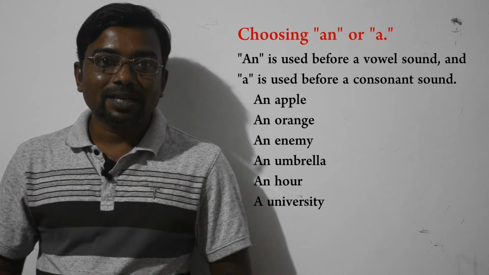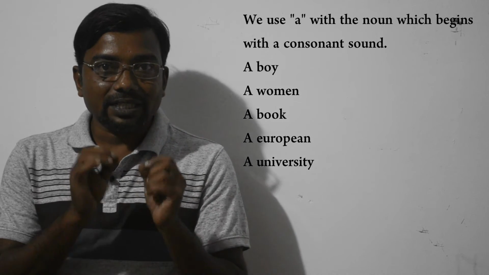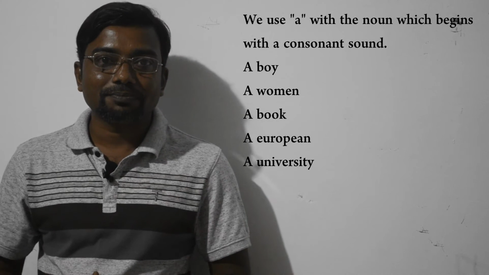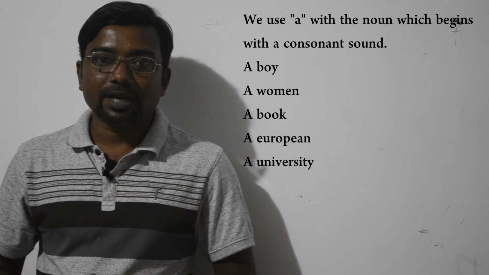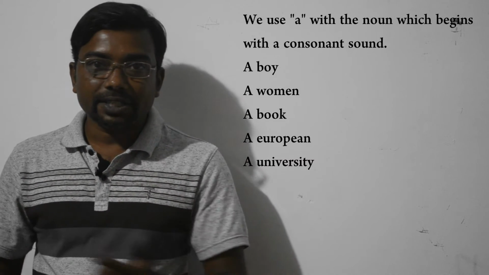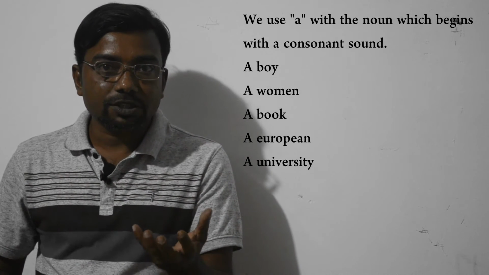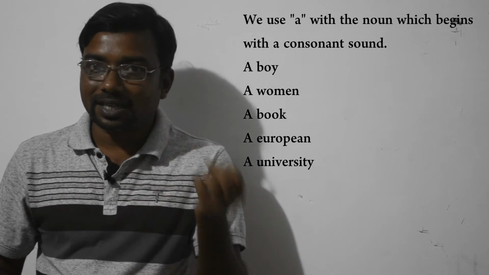Okay everyone, now let's talk about how to use the indefinite article a with nouns. We use a with nouns which begin with a consonant sound. Look at some examples. A boy, a woman, a book. These examples start with a consonant letter and are pronounced with a consonant sound. So therefore we use a.